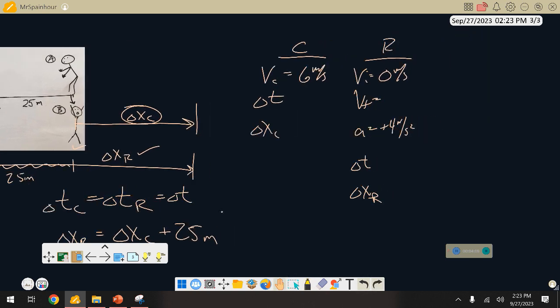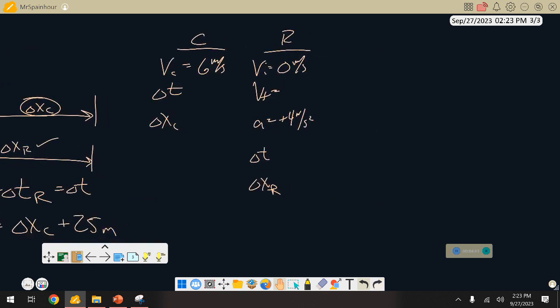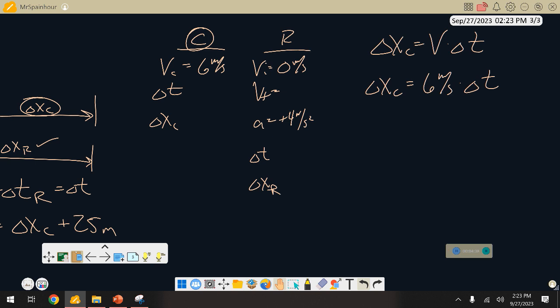All right. Now the rest of this is going to be very similar to the problem before. I begin looking at Chris, because there's only one possible equation that we should be able to use because he's traveling at a constant velocity. Notice I have a subscript on the delta x, but not on the delta t, because the delta x's are different and the delta t's are not. So this is going to be delta xc is equal to 6 meters per second times delta t, and there we go. That's two of our variables.